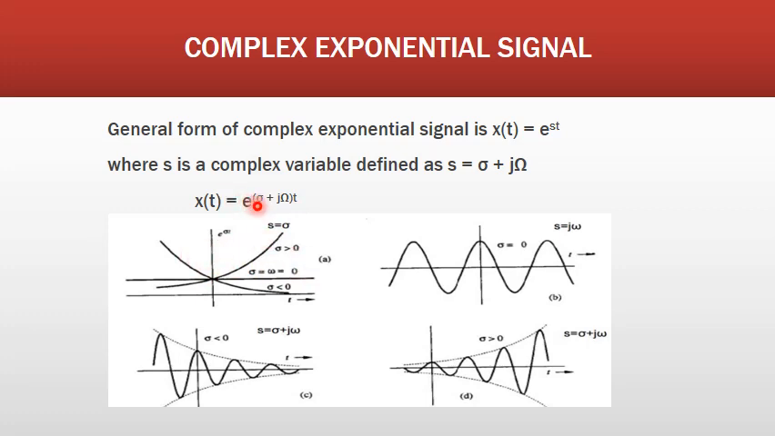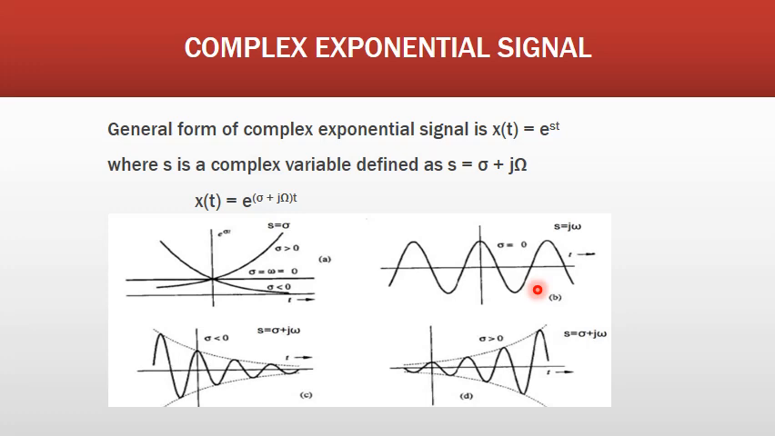Then case 3. For case 3, sigma equal to 0, but omega is not equal to 0. So, this equation becomes x of t is equal to e power j omega t. This can be written as cos omega t plus j sin omega t. So, it's a sinusoidal signal. The signal is shown in figure B.